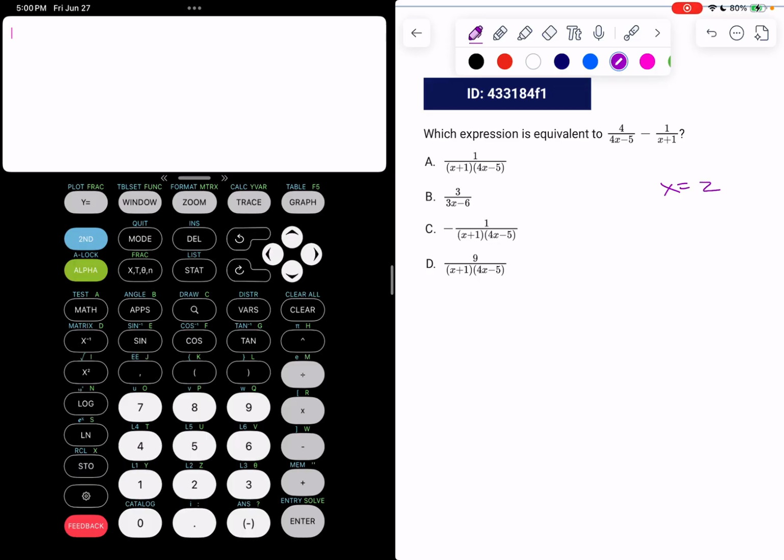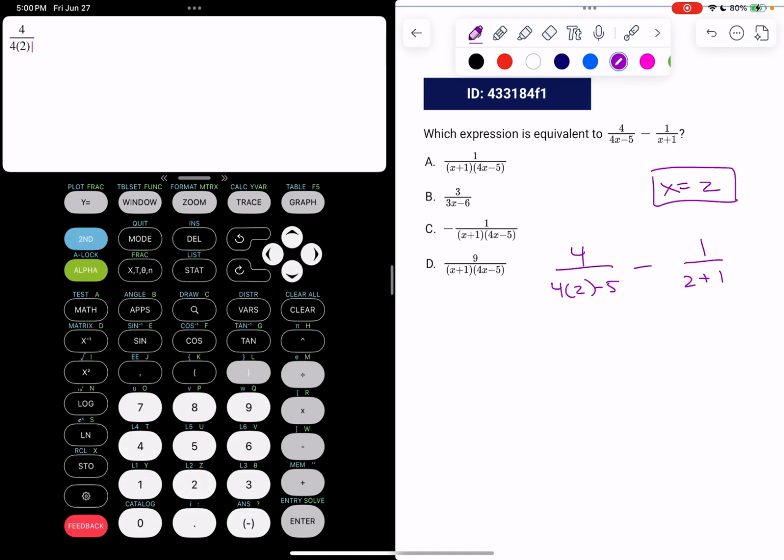So I'm going to pop that into my original equation and say 4 over 4 times 2 minus 5 minus 1 over 2 plus 1. Notice I replaced all my x's with 2. So now I'm going to put that in my calculator to see what it is. I'm going to do my little fraction bar here. So 4 in the numerator, 4 times 2 minus 5. And then I'm going to use my little right arrow to get out of there and do subtraction. I'm going to grab another fraction bar there and do 1 over 2 plus 1. Let's see what we get. Oh, we get 1. All right. In goes the box, out comes a circle. I'm going to pop in a 2 and see which one gives us a 1.